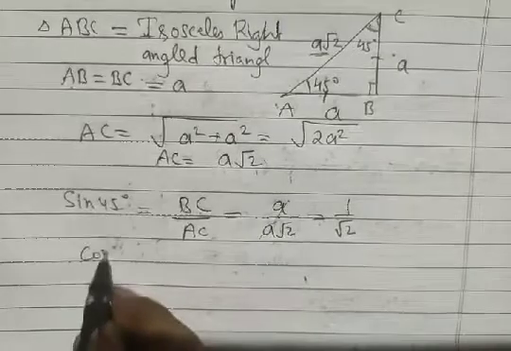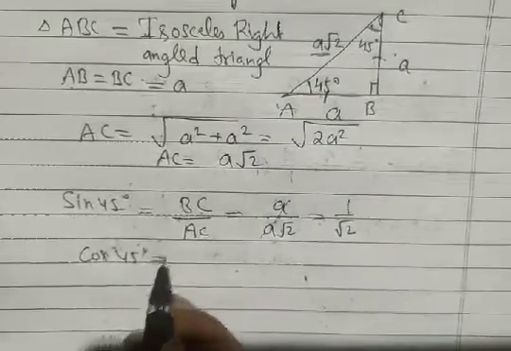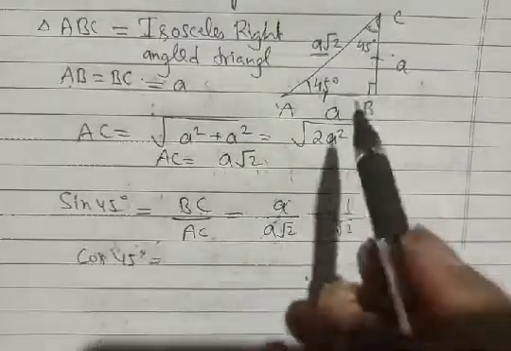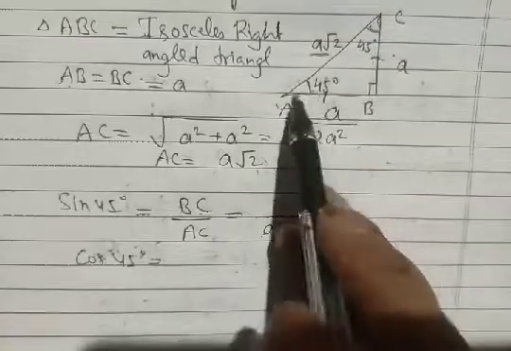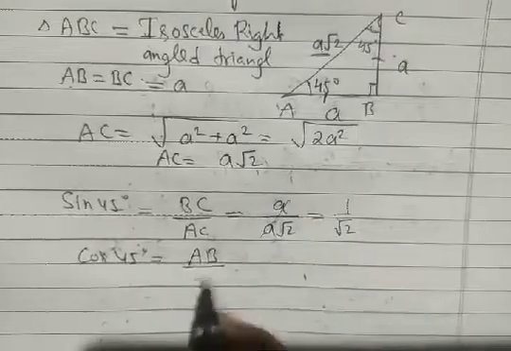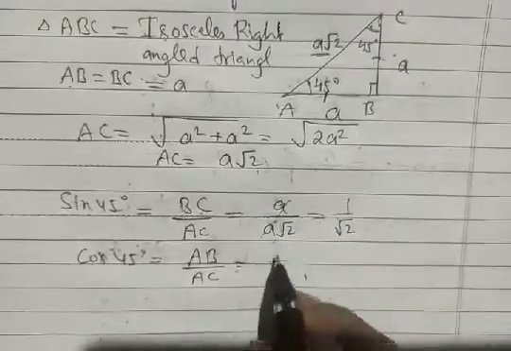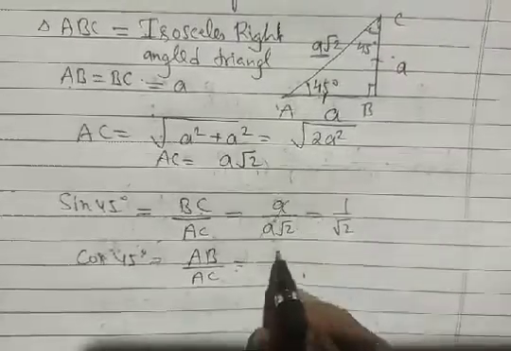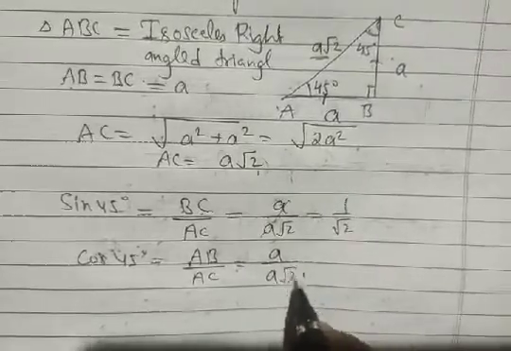Now we move to find the value of cos 45 degrees. By definition of cos, what is cos 45? It's base to the hypotenuse, that is AB to AC. AB is A, and AC is A root 2.